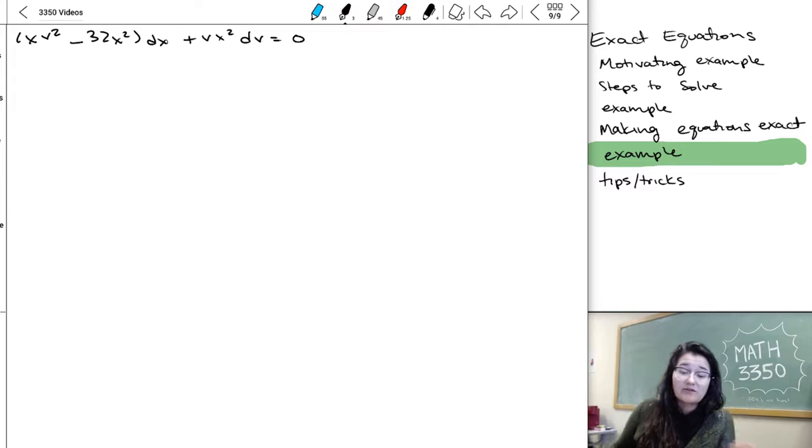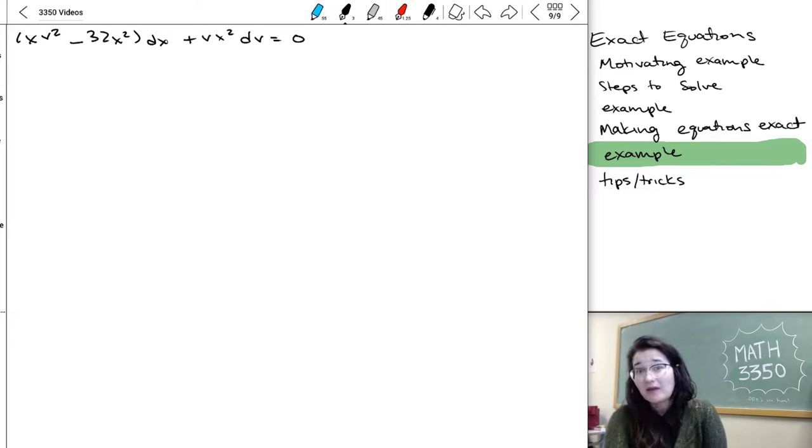If you wanted to, you could take the partial derivative of this with respect to v, and verify that it's the same as the partial derivative of that with respect to x. I'm not going to do it though, because you don't, as a rule, need to verify that the integrating factor worked. It's going to work. If you're worried you did it wrong though, you can check.